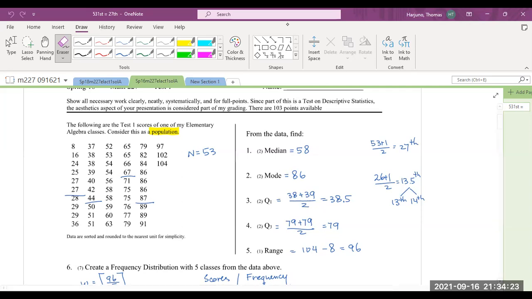This is where I will stop. It's 9:34, 9:35. Stop recording.